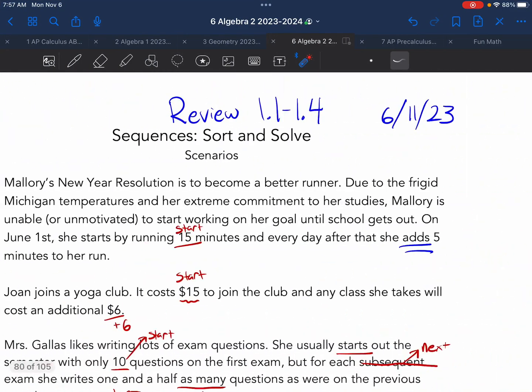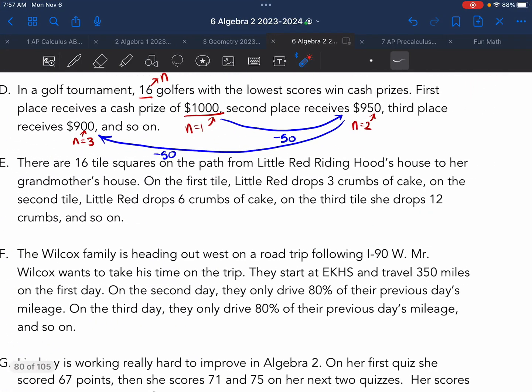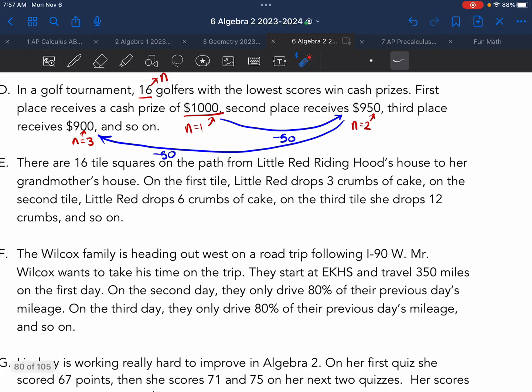All right, we're moving on to situation E. So I have to come back all the way over here. In E, there are 16 square tiles on the path from Little Red Riding Hood's house to her grandmother's house. On the first tile, Little Red drops 3 crumbs. Okay, that sounds like a starting amount to me, so I'm going to go ahead and annotate U and say this is our start amount. We're starting on 3.